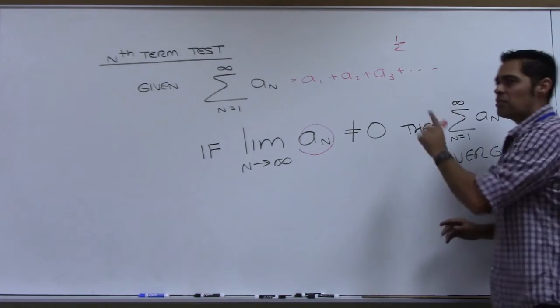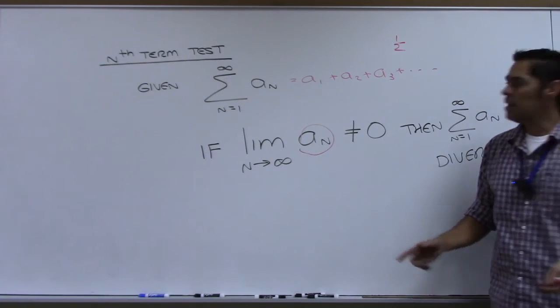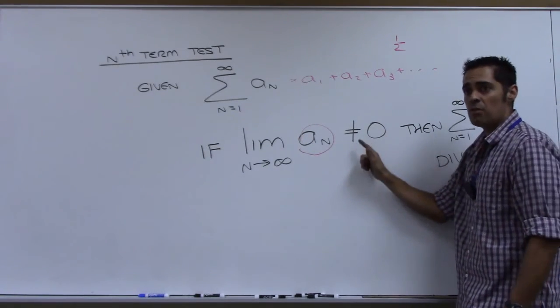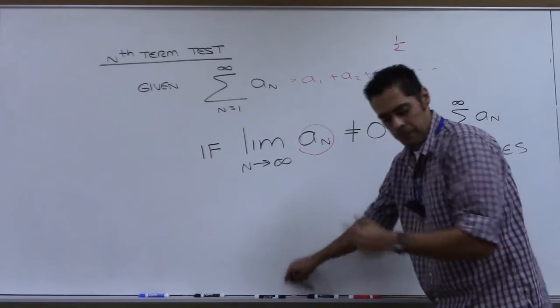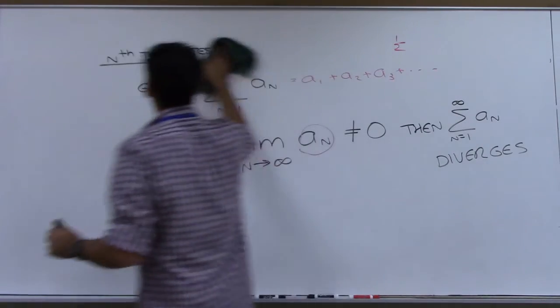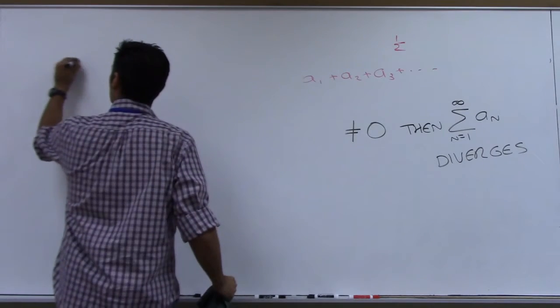That's the first test we always want to do if we're in trouble, if we can't figure out what's going on. Take this limit, hope that it's not 0. If it's 0, you're going to have to move on to the next test. Let me show you, in the last 1 minute, 2 different series next to each other and how you could improperly use this test.